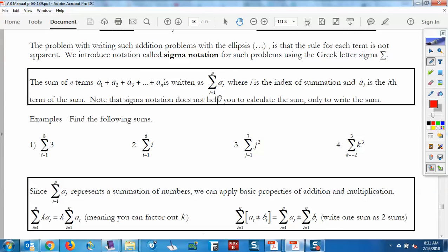You don't have to start at 1. You could go from 0 to n, or 3 to n minus 1, or 2 to n plus 1, whatever. The bottom one doesn't have to start at 1, but it makes life a little easier if you do. And a sub i is the ith term of the sum, so a1 is the first term and so forth. Notice that the sigma notation does not help you calculate the sum, it just helps you write the sum as a shortcut.